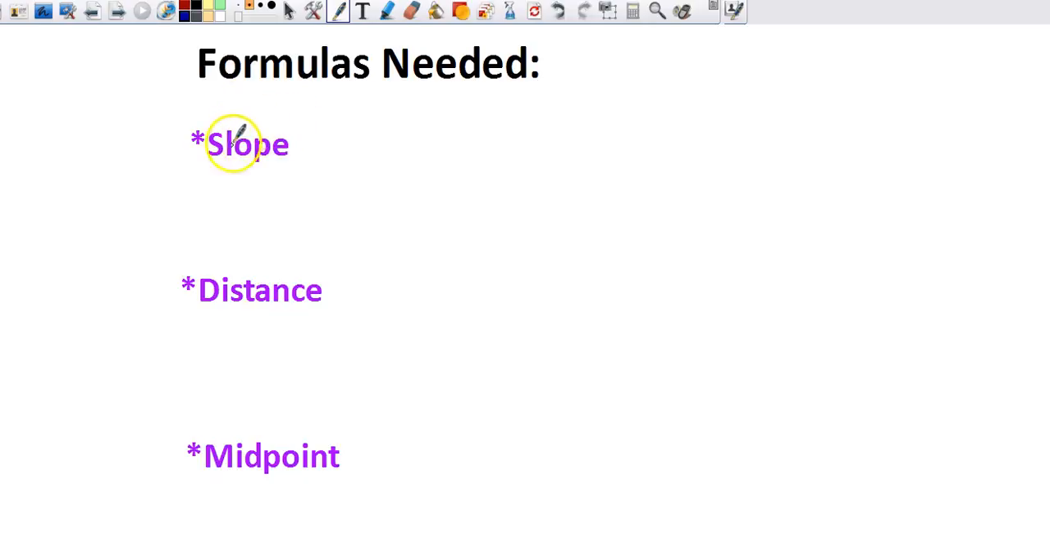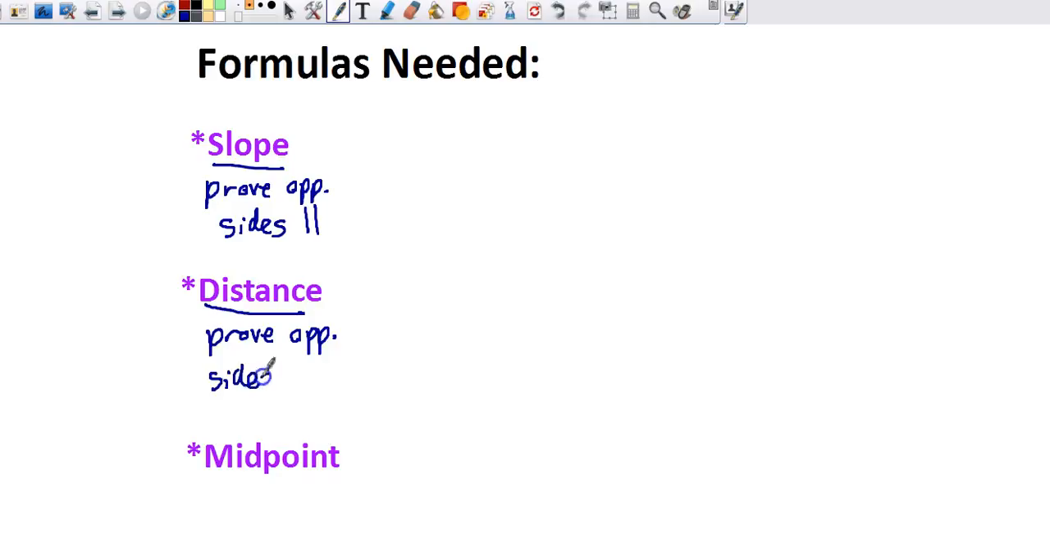And let me tell you what the slope's going to be used for. The slope's going to be used to prove opposite sides are parallel. The distance will be used to prove opposite sides are congruent. And the midpoint formula will be used to prove diagonals bisect each other. So I'll take you through one of each of those examples so you can see the difference.